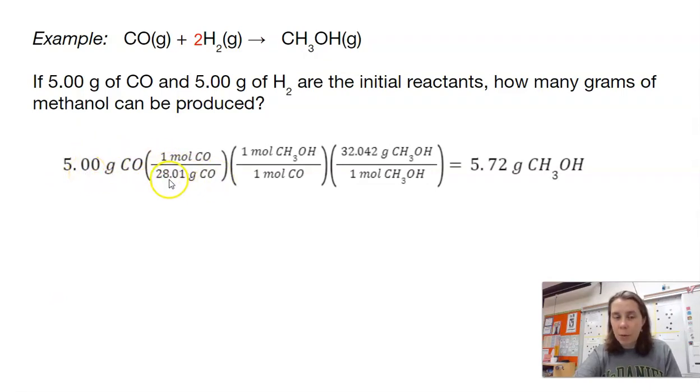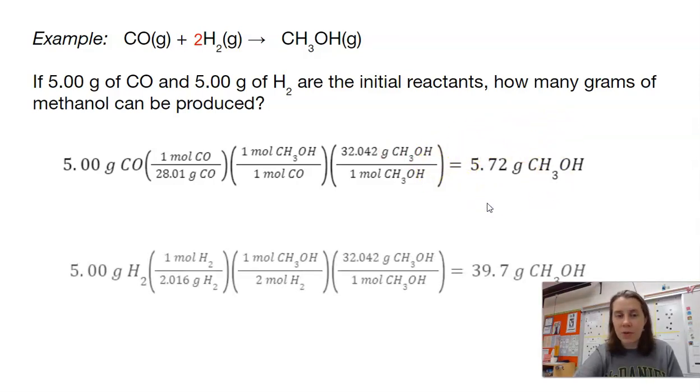That's the molar mass of carbon monoxide. We know the mole-mole ratio from our balanced equation is 1-to-1. Then 32.042 is the molar mass of the methanol. So if we have 5 grams of carbon monoxide, we can get 5.72 grams of methanol. If we do the same thing for hydrogen gas, we can use the molar mass of H2.